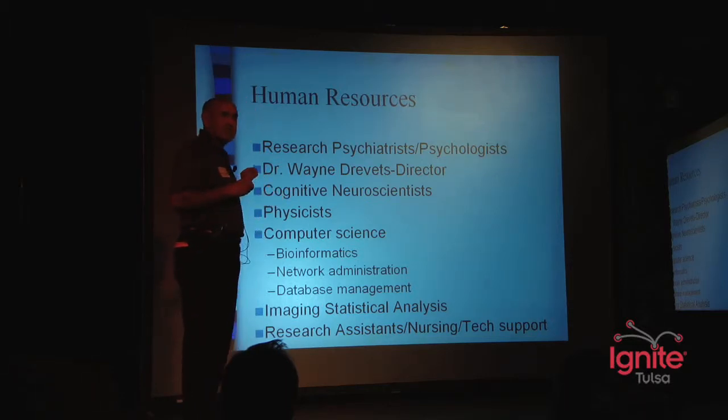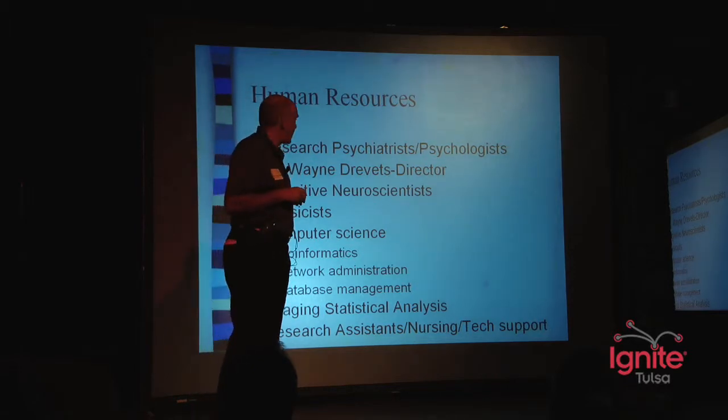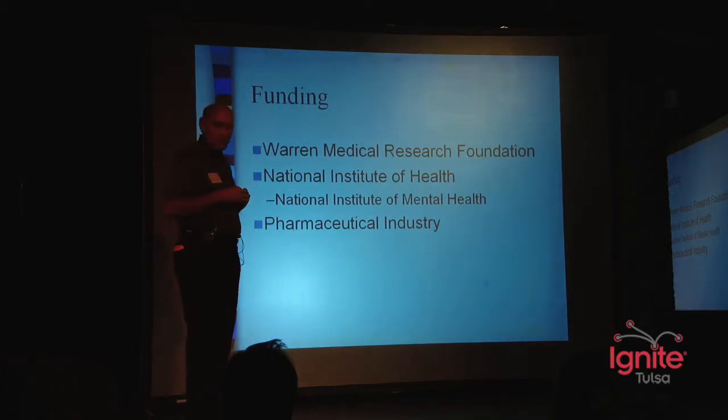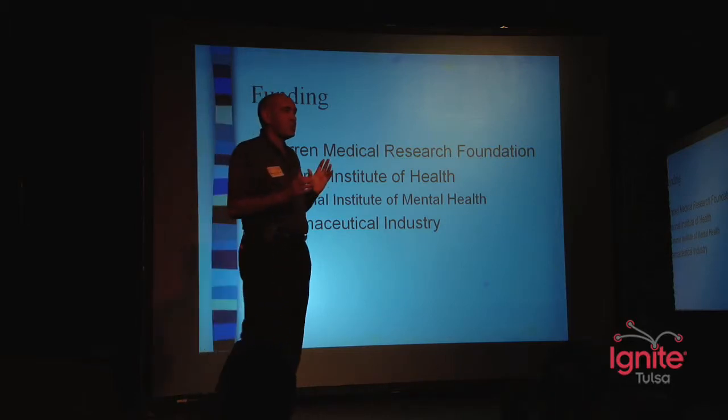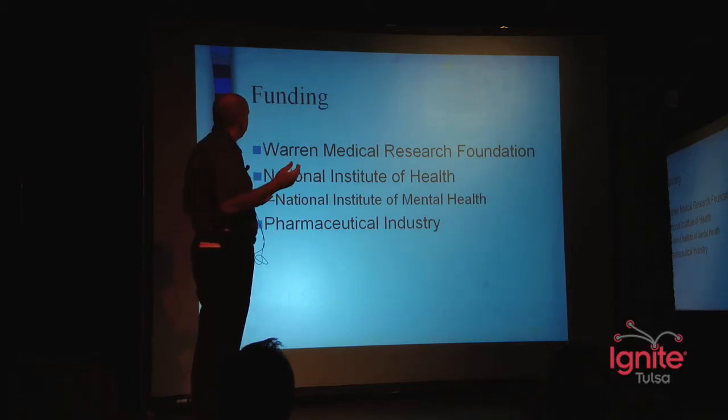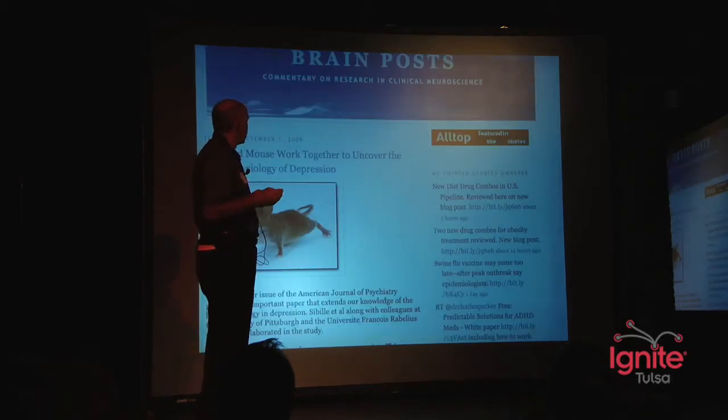You have to have a PhD physicist to make sure the machine's operating appropriately. We also rely on our friends at TU for computer science support, which has been very helpful in the development of this brain imaging program. The brain imaging machine itself cost $3 million to start, but we have a variety of sources of funding for this process, including the Warren Medical Research Institute.